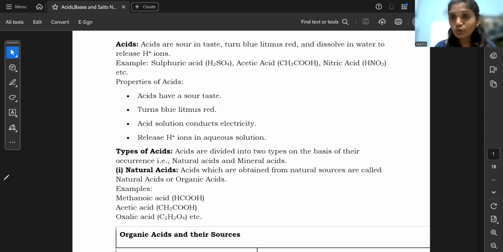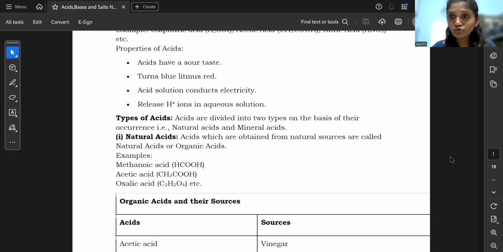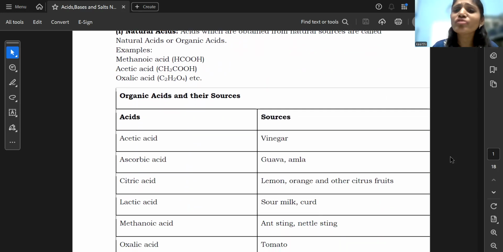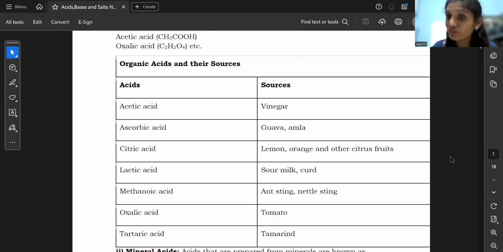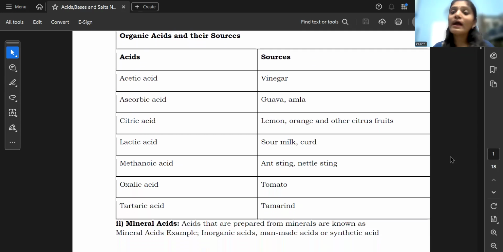Because I told you organic acids are usually from plants and animals, so you have to know the source of the organic acids. Now, these questions repeatedly keep coming in the board exam for MCQs. So please learn the table by heart. I'll put the PDF in the description below. So please go through the notes so that you can again go through all these points.